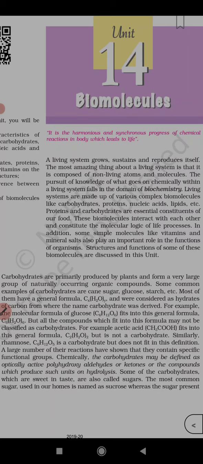Living systems are made up of various complex biomolecules like carbohydrates, proteins, nucleic acids and lipids, etc. Proteins and carbohydrates are essential constituents of our food. These biomolecules interact with each other and constitute the molecular logic of life processes. In addition, some simple molecules like vitamins and mineral salts also play an important role in the functions of organisms. Structures and functions of some of these biomolecules are discussed in this unit.